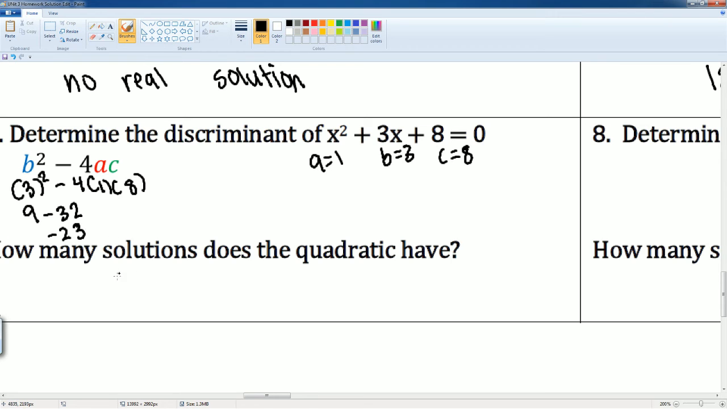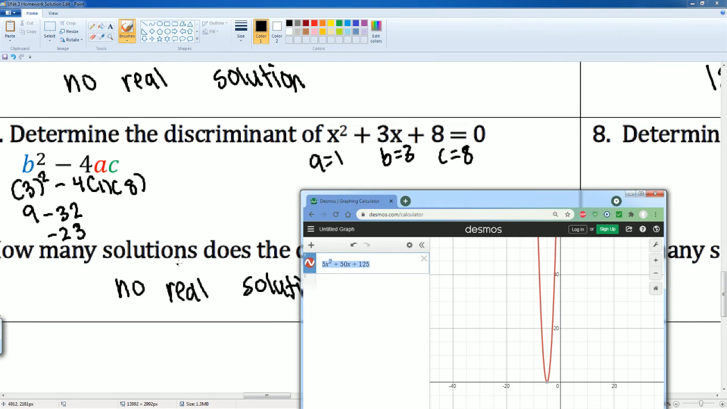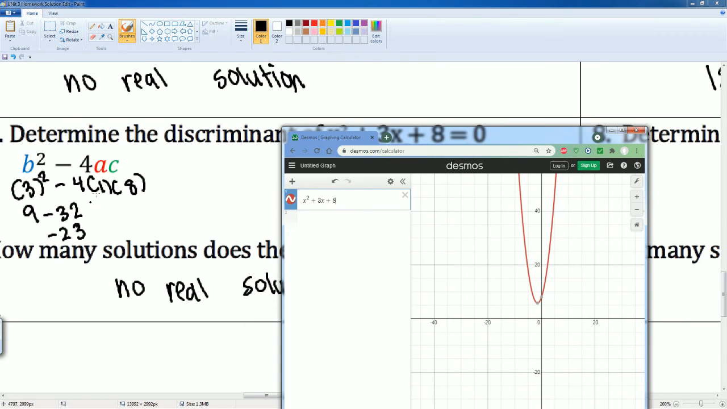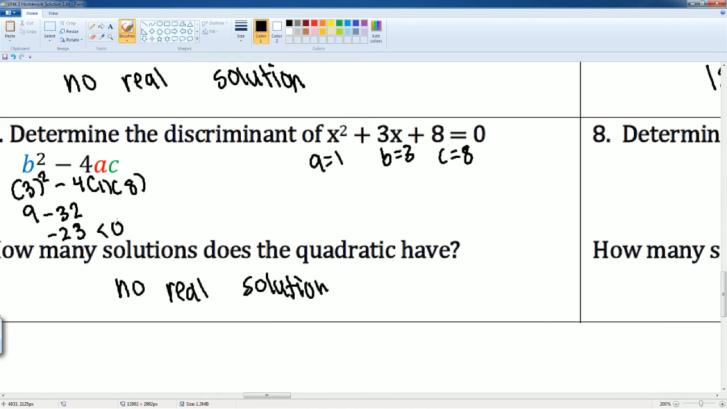Unless I did something wrong. This looks like there's no real solution. I might have made a mistake, but it looks right. Let's graph it. Let's see. X squared plus 3x plus 8. Yep, look, no x-intercept. So there are no real solutions. So I did it right. The discriminant here is negative, right? Okay, it's less than 0. It's negative. No real solutions.